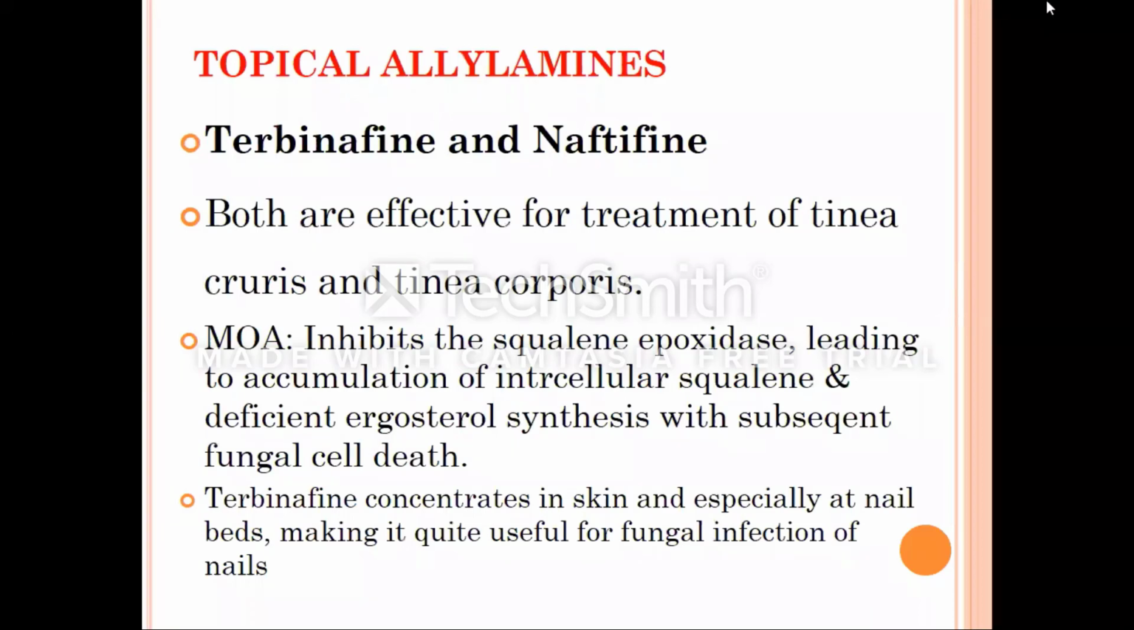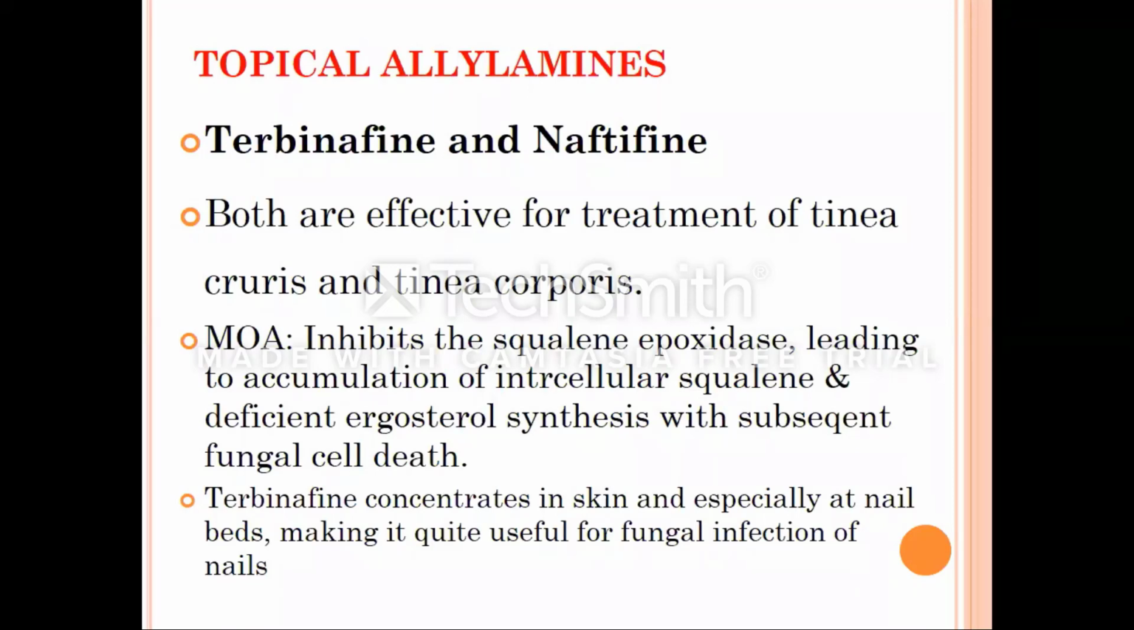Then we come to the topical allylamines. The topical allylamines are drugs like terbinafine and naftifine. Both are effective against tinea cruris and tinea corporis infections. They are usually found across the nails, our toenails, where the nail coloration becomes yellow and gradually turns black. Such fungal infections are very difficult to treat because there are very few drugs which can penetrate through the hard core of the nails. And terbinafine and naftifine are the drugs which can work at those sites.